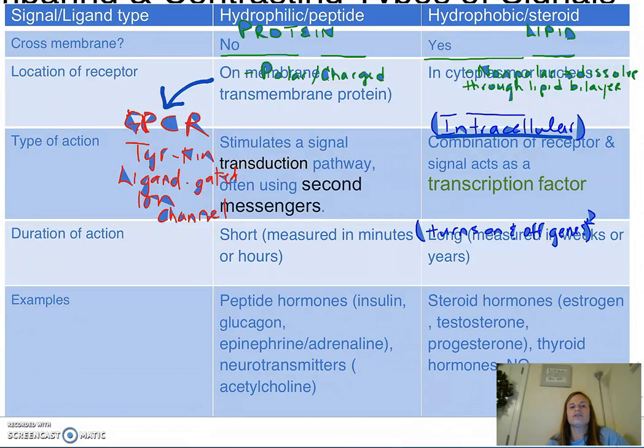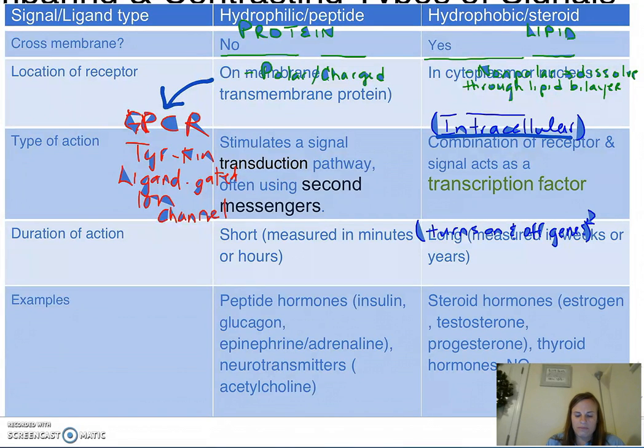Hydrophilic signals usually have a short duration of action, for example, measured in minutes or hours. For example, adrenaline or insulin, I want those responses to happen rather quickly. Whereas testosterone, a hydrophobic or a steroid signal or ligand, their duration is long, measured in weeks or years. Think about it. When testosterone is released in a male, he doesn't overnight all of a sudden start growing facial hair. It takes time.